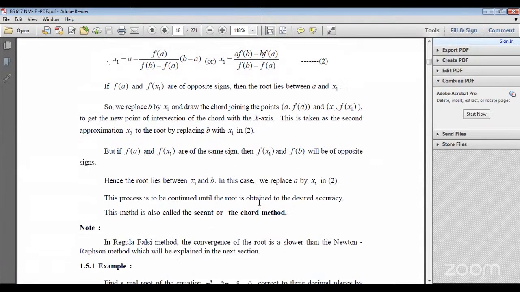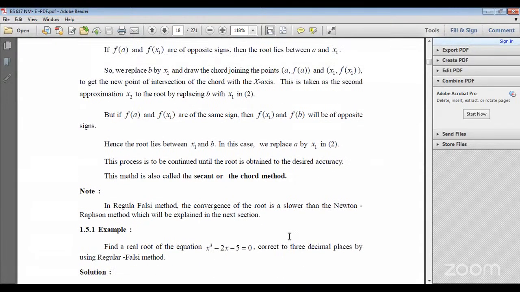So we replace b by x1 and draw the chord joining the points (a, f(a)) and (x1, f(x1)). The new point of intersection of the chord with the x-axis is taken as the second approximation x2. We take the chord as a secant, or the chord method here.